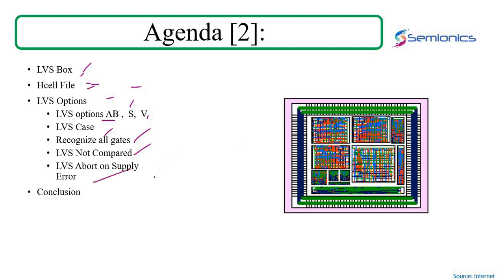And LVS abort on supply error. What exactly is this? When is this used? You may have seen this option while running the tool. Along with this, as we go, we'll come across lots of pointers on which courses you can take up to help you with these things, as well as what topics you might have to read to pull yourself up on LVS debugging concepts. Conclusion, we'll conclude everything in a crux.